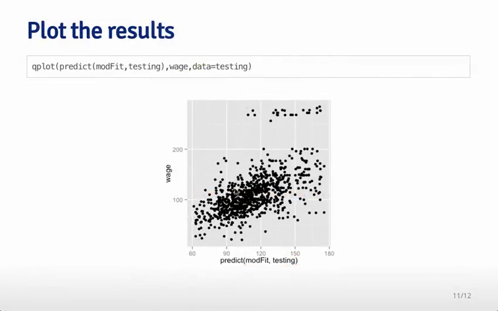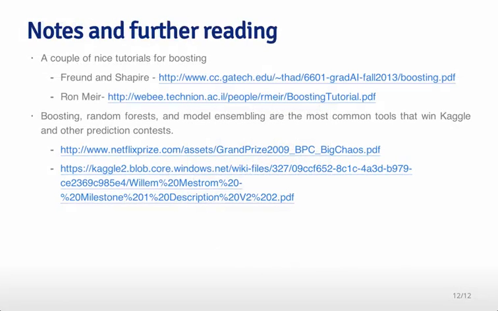So here I'm plotting the predicted results from the testing set. This is using our model fit. We're predicting on the test set versus the wage variable in the test set. And you can see we get a reasonably good prediction, although there still seems to be a lot of variability there. But the basic idea for fitting a boosting tree, a boosted algorithm in general, is to take these weak classifiers and average them together with weights in order to get a better classifier.